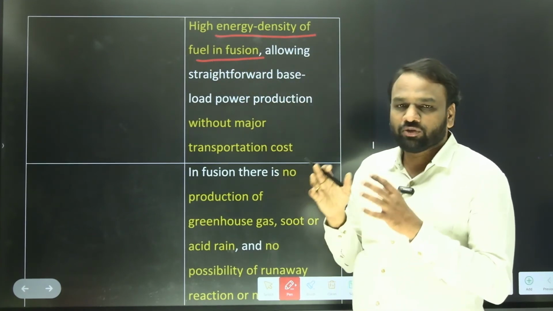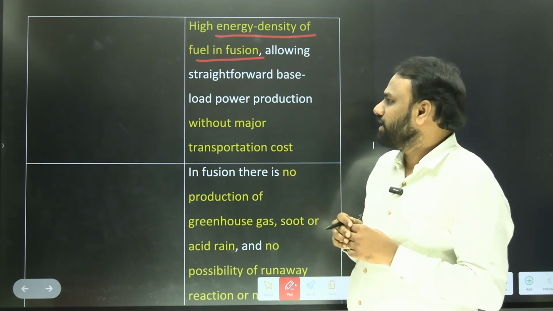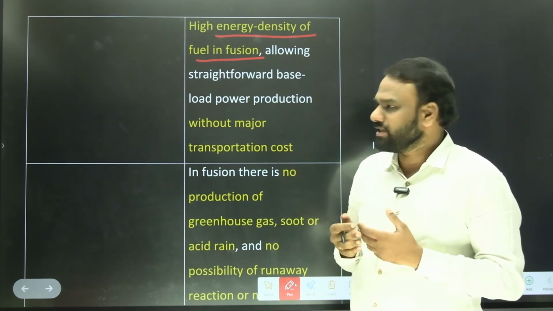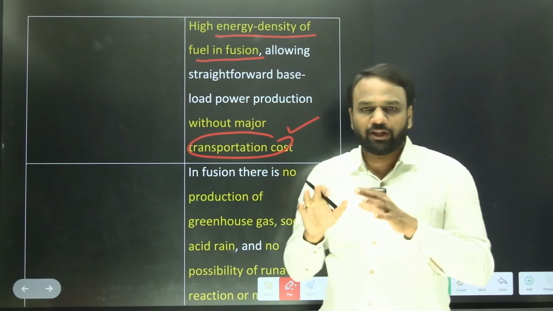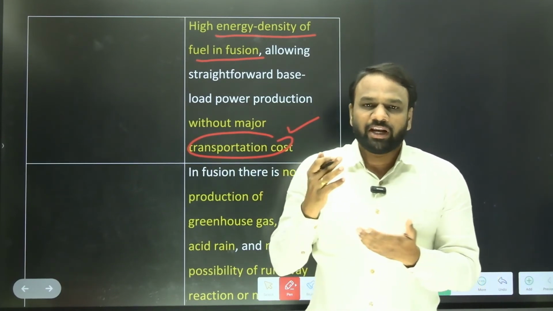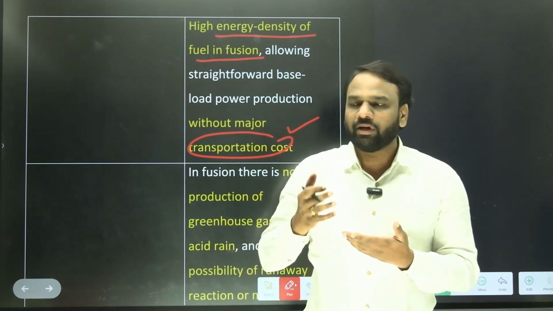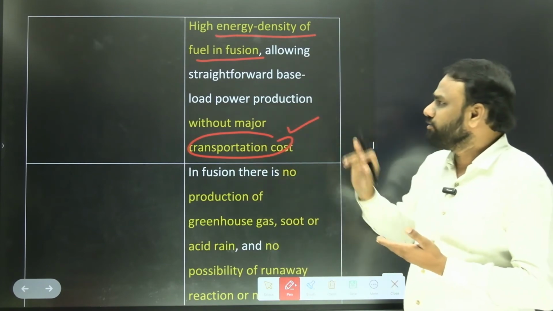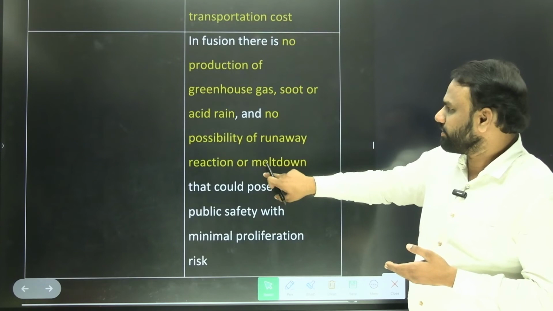Now when it comes to energy generated through fusion reaction, the fuel in fusion has what? High energy density. So that's why it can produce a lot of energy, and the transportation cost involved is very less. Very important. At a superficial level, if they ask you whether transportation cost is less in case of fission reaction or fusion reaction, then we should be able to identify that it is less in fusion reaction. Again, an advantage of fusion reaction over fission reaction.